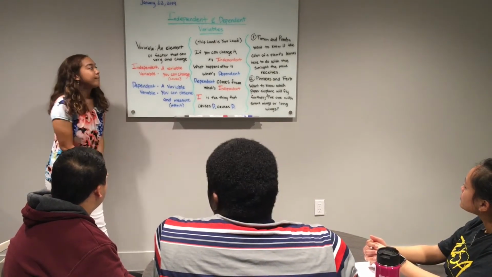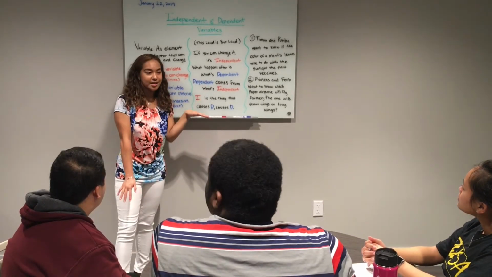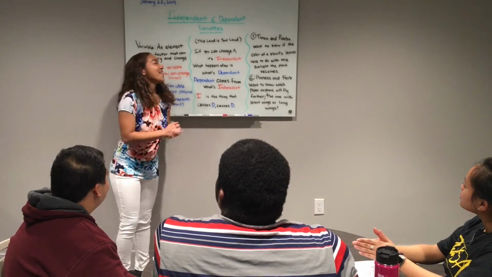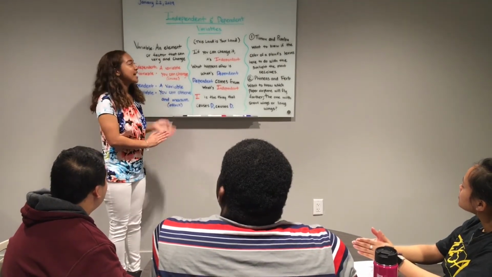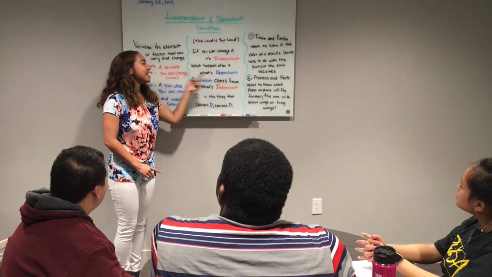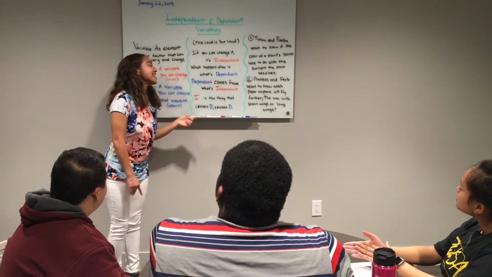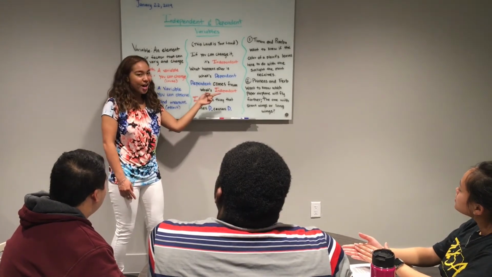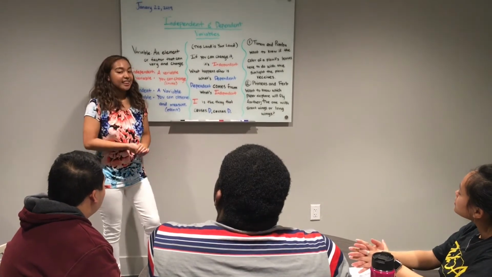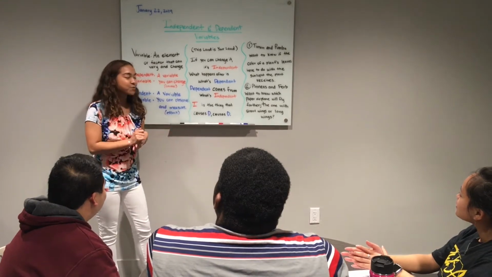And a way that we can remember this is by this little tune. It goes to This Land Is Your Land. Do you guys know that song? This land is your land, this land is my land. Okay, but instead of those lyrics, we're gonna say, if you can change it, it's independent. What happens after is what's dependent. Dependent comes from what's independent. I is the thing that causes D, causes D. All right, so anyone have any questions before we all try it?